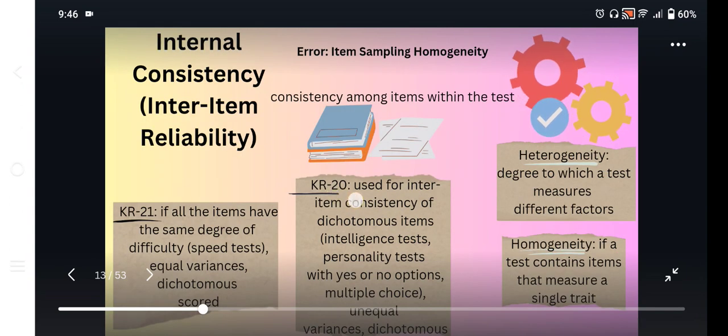Kuder-Richardson Formula 20 naman po, it is the statistic of choice for determining the inter-item consistency of dichotomous items, primarily those items that can be scored right or wrong, such as multiple-choice items. Okay? The Kuder-Richardson technique avoids problems with the split-half method because it simultaneously considers all possible ways of splitting the items. Okay?